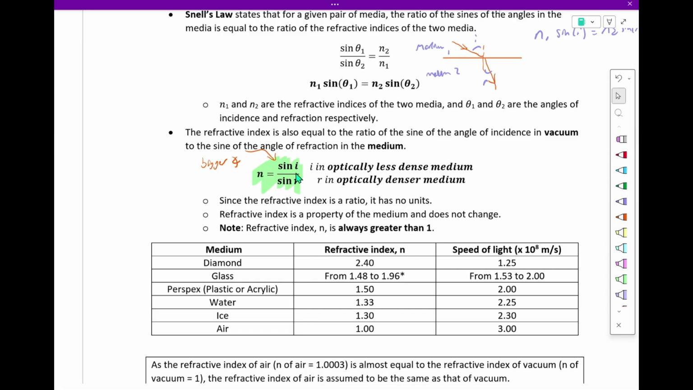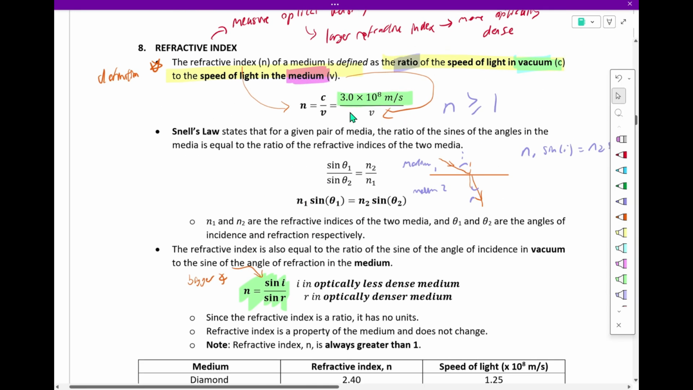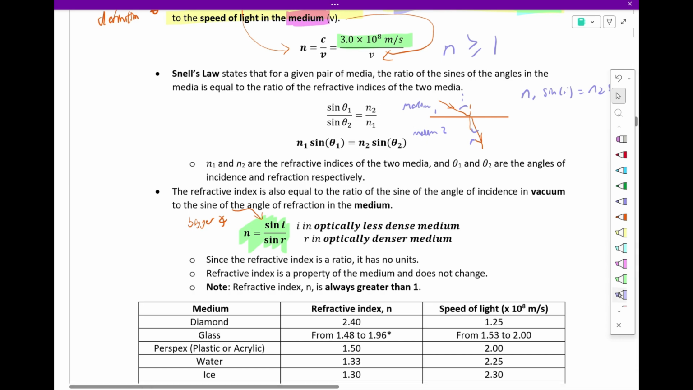So no matter what you do, whether it's R or I, make sure that the numerator is always the bigger angle on top, and don't forget to put sine. Some students forget to put the sine itself, especially when you just started this chapter, so be very careful. And if you notice, refractive index is speed divided by speed, therefore there are no units for refractive index.